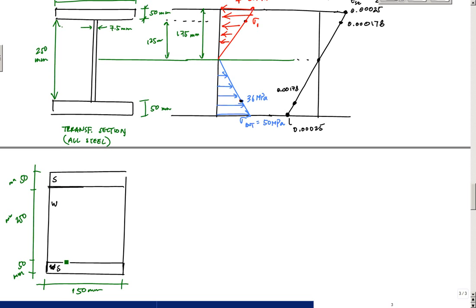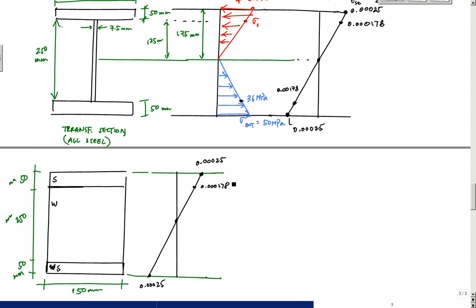My strain profile hasn't changed, so just to emphasize that point, I'm going to redraw my strain profile here. The strain profile between the transformed section and the composite section is still the same. So here I have the neutral axis location, and my strain profile, and this value is still 0.00025, and 0.00025. Compression at the top. The strain here is 0.000178 strain right there.